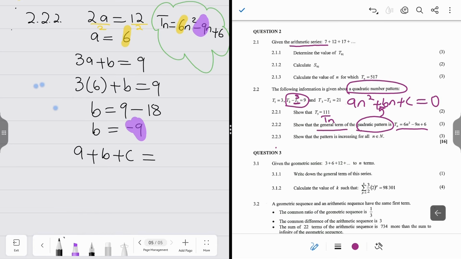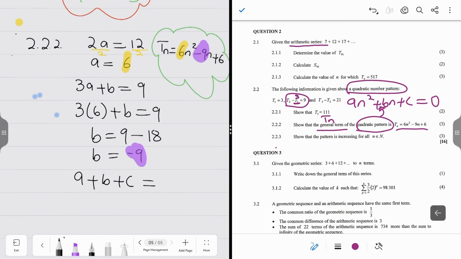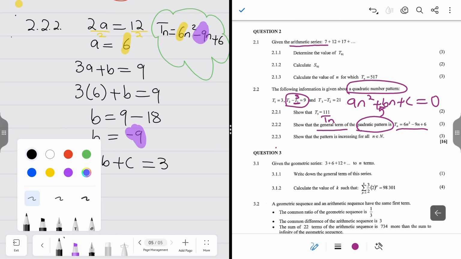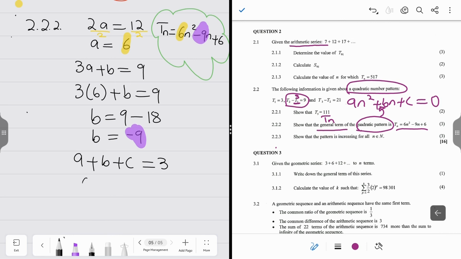A plus b plus c, we said is equals to 3. So that will be equals 3, right? Then we substitute what we already have. Our a is 6, our b is negative 9, and we are looking for c. It does come right like that.